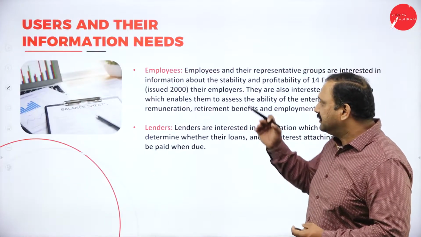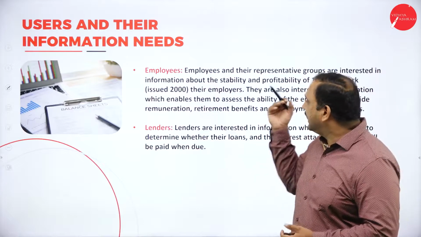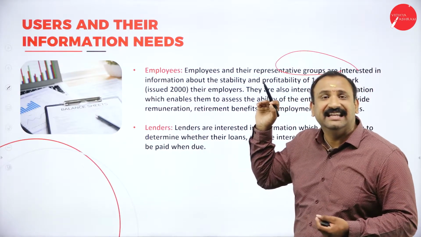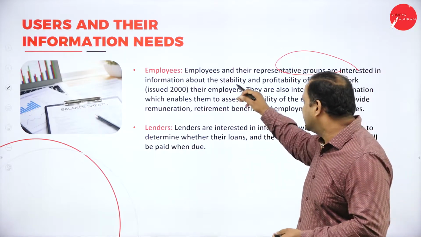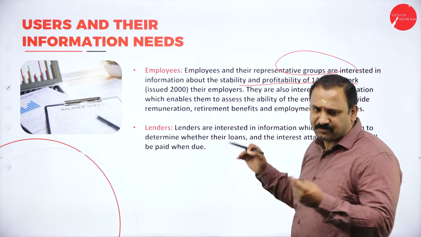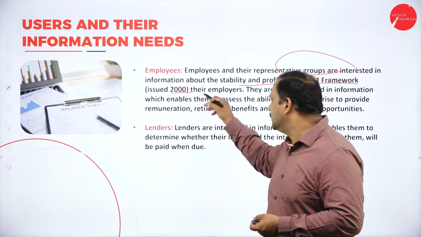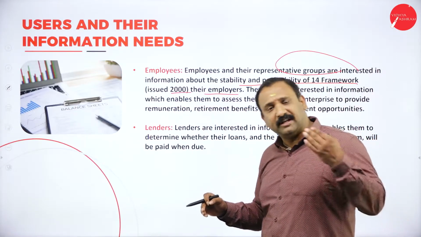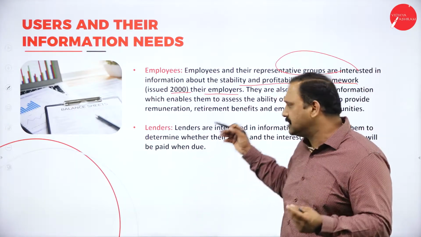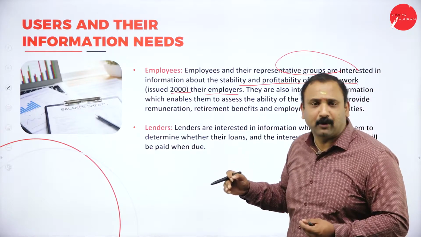Followed by the employees factor. The employees and their representative groups are interested in information about the stability and profitability of their employers. Now, this is a very important factor which was established, issued in the year 2000, and it has been given to the employees altogether.